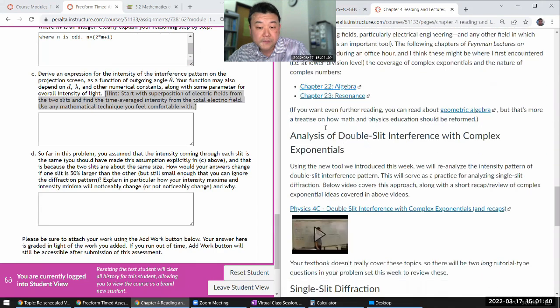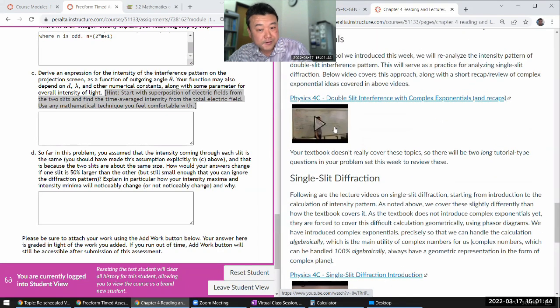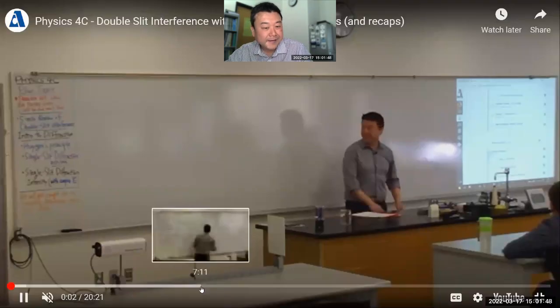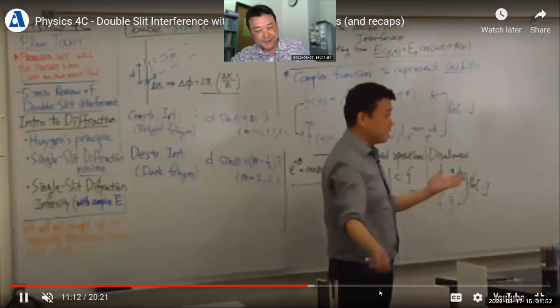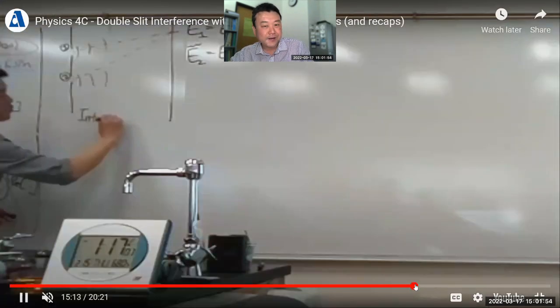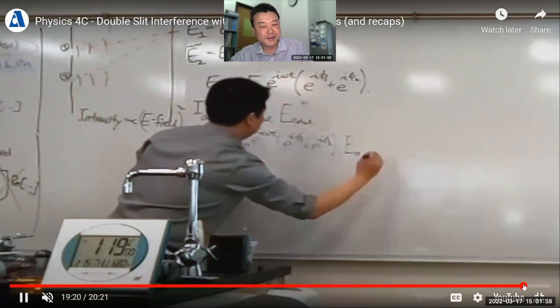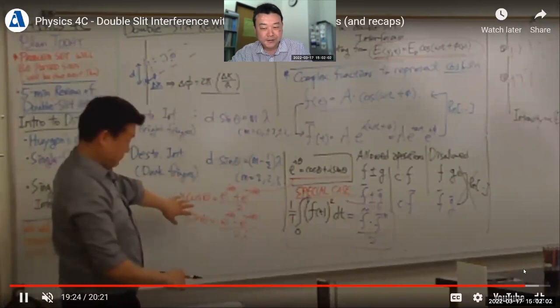So I have an analysis of double-slit interference with the complex exponentials. There's a 20-minute lecture that does that. I don't have 20 minutes now to reproduce this, so I'm not going to do that. And you also won't really have time within the assessment to watch through this within the 20 minutes total.